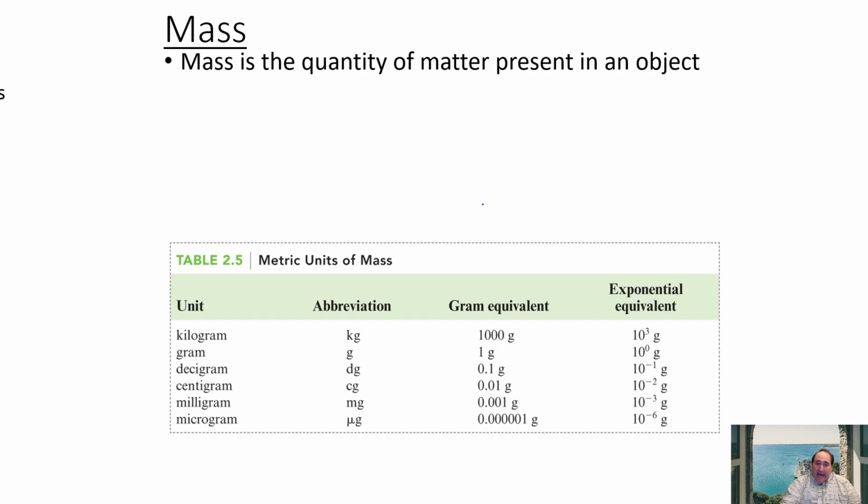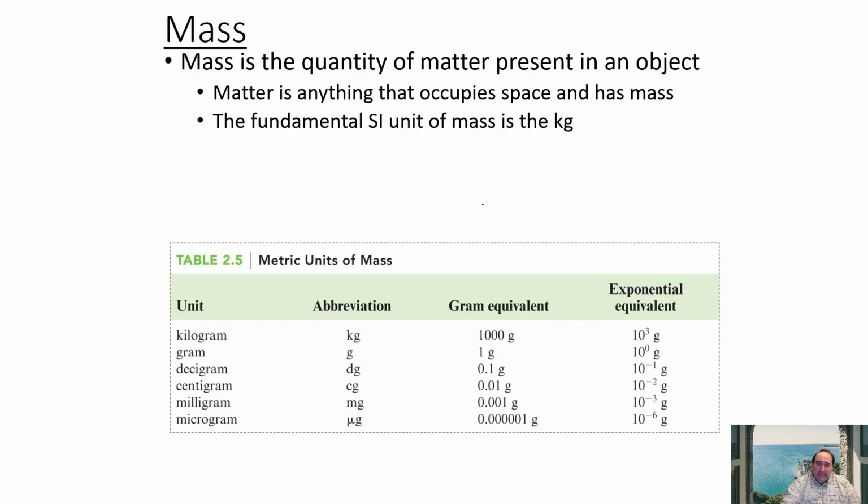Let's talk a little bit about mass. Mass is the quantity of matter that is present in an object. Matter, as we talked about in the previous chapters, is basically anything that occupies space and has mass. The fundamental unit of mass is actually the kilogram.